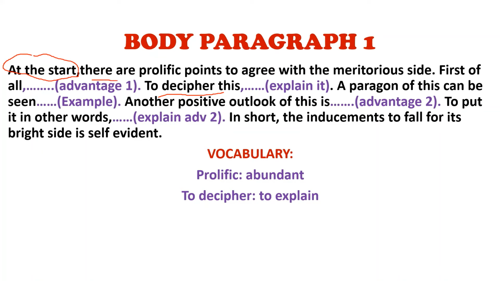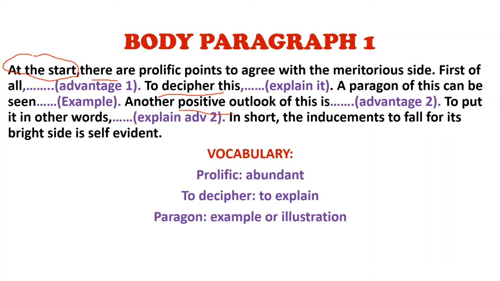Then the second advantage. A paragon of this can be... Okay, before going to the second advantage, I am putting in my example. As I always say, each paragraph should have one example, either for your support point 1, that is advantage 1, or for your advantage 2. Here I am giving it for advantage 1. So a paragon of this, that is, an example, an illustration. A paragon of this can be seen, and then you will write your example. A paragon of this can be seen by blah blah blah. Whatever your example is, you will explain it.